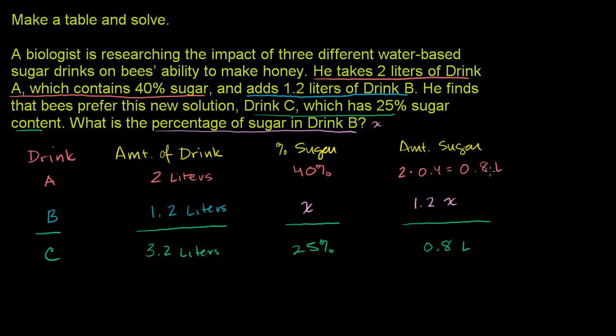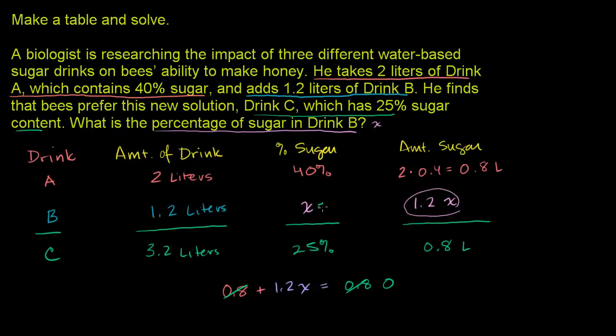Now, let's think about it. We have 0.8 liters of sugar in drink A, and when you add this amount to it, you still have 0.8 liters of actual sugar in drink C. So we could set up an equation here. We could write 0.8 plus 1.2x is equal to 0.8. You subtract 0.8 from both sides, you get 1.2x is equal to 0. X has got to be equal to 0.